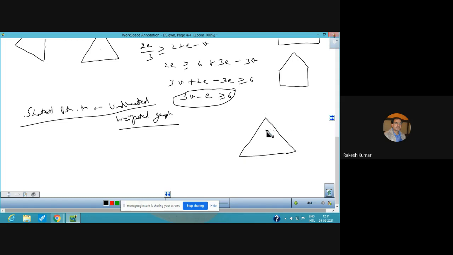Suppose this is a triangular graph and there are three edges. A positive number is assigned to each. Suppose 2 is assigned to this edge, 1 is assigned to this edge, and 4 is assigned to this edge. So if a positive number is assigned to each edge of the graph, then that graph is known as a weighted graph.